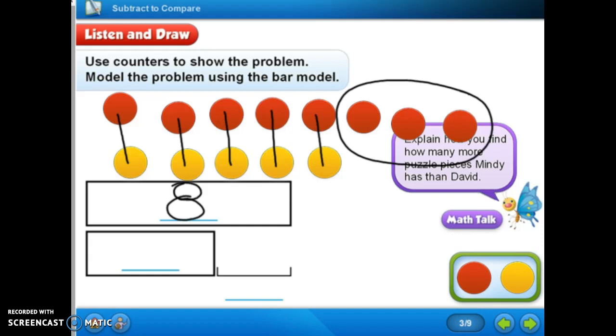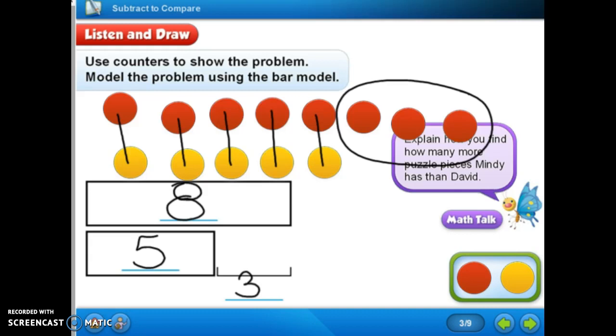Now I'm going to put 5 in the shorter box in the bar model. Look at our picture. What number are we going to put in the last spot? That's right. We're going to write the number 3.